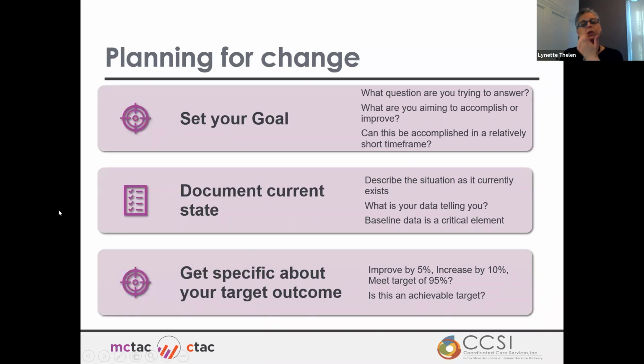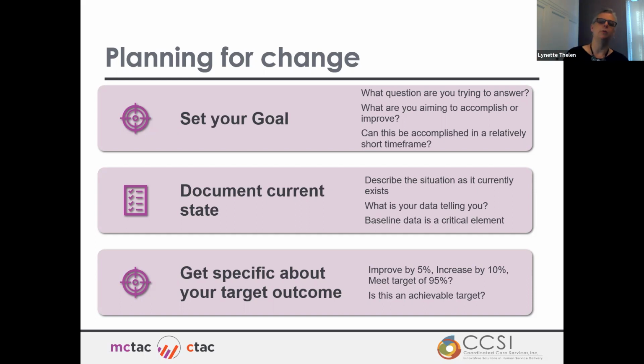So as you're planning for change, really there's some basic steps to start to move into that. And in the planning cycle, you're going to set your goal. So, what's the question that you're trying to answer? What problem are you trying to solve? And what are you aiming to accomplish or improve? So in our problem statement, we were saying that we were getting a drop off after our first appointment. So we were trying to improve the show rate at second appointments. So that's really the goal that we're trying to do.